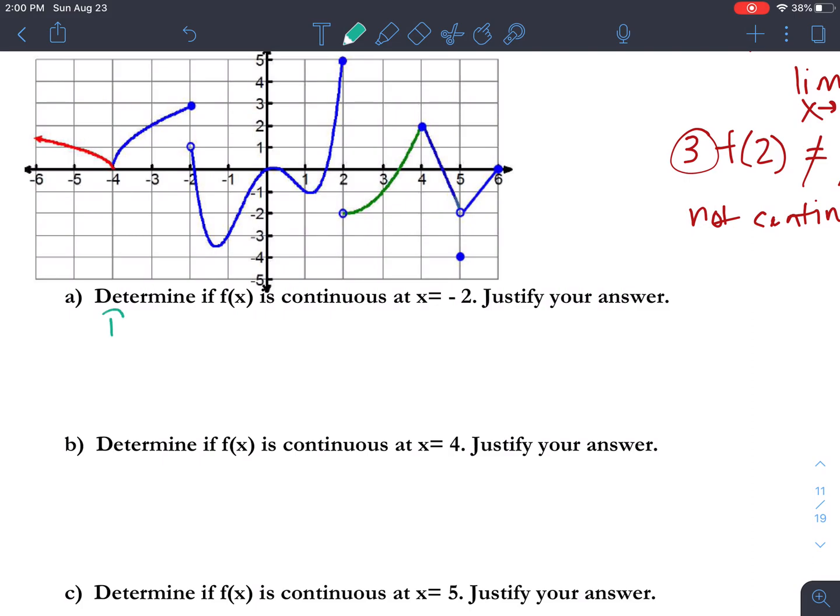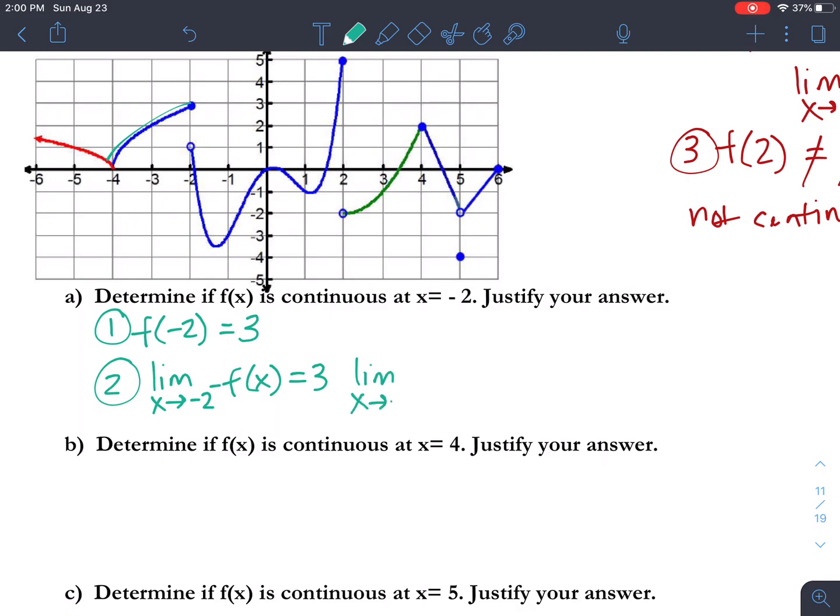You can show step 1 if you'd like. What's f of -2? That is equal to 3. But take a look at step 2. As I find those limits, -2 from the left, that would be equal to 3. And -2 from the right, that is equal to 1.